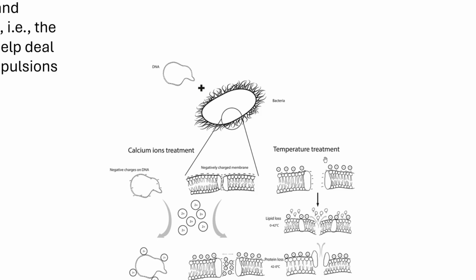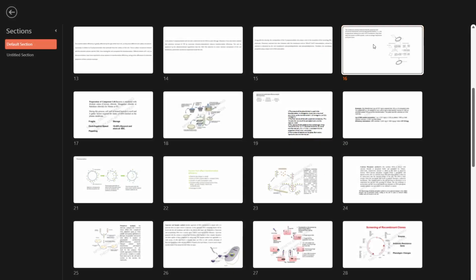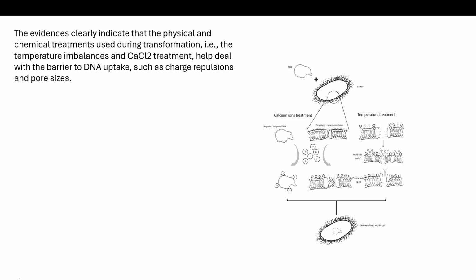Similarly, when temperature treatment is given, there's lipid loss at higher temperatures, eventually creating pores, and protein loss at lower temperatures. Eventually, this creates pores in the cell membrane, and by this action the DNA can enter inside the cell. The DNA gets transferred inside the cell. This is just a pictorial representation.